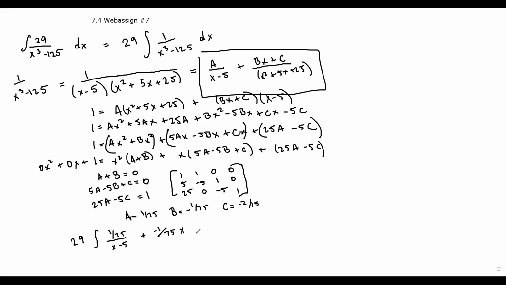So we have Bx is negative 1 over 75x plus C, which is negative 2 over 15. I'm just going to leave it as negative 2 over 15 for right now, and then we'll come back and hopefully make this look a little bit nicer, divided by the x squared plus 5x plus 25. Okay, so from here, what we want to do is use some simplifying of fractions to make our lives a lot easier.